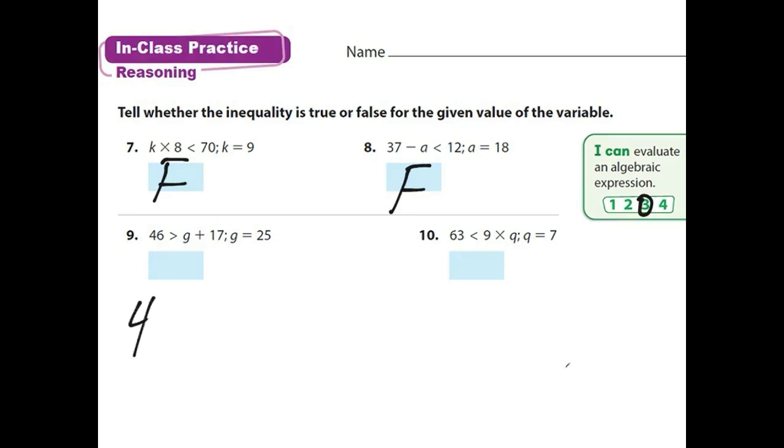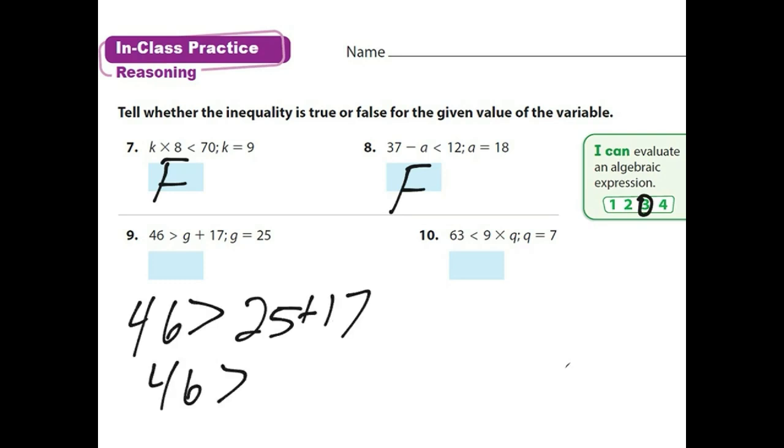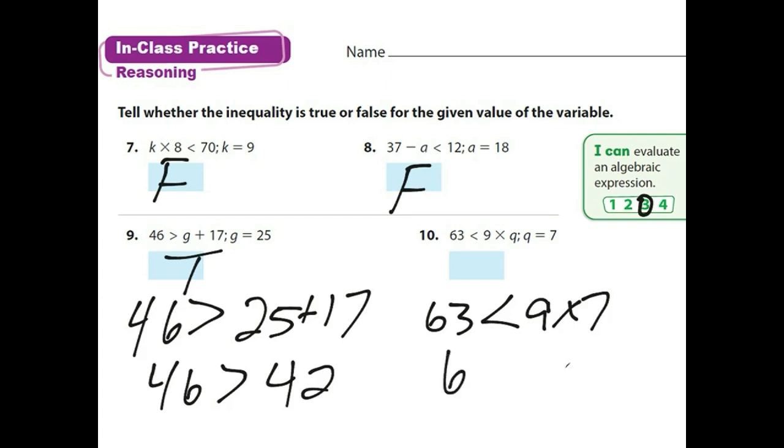So 46 is greater than 25 plus 17. 46 is greater than 42. That will be true. Alright, 63 is less than 9 times 7. 63 is not less than 63, it's equal to, so that is false.